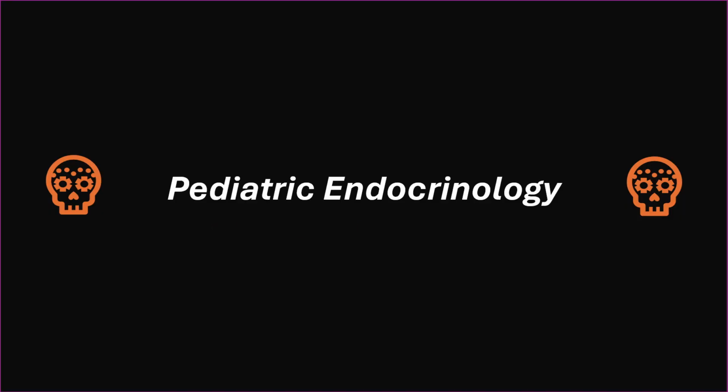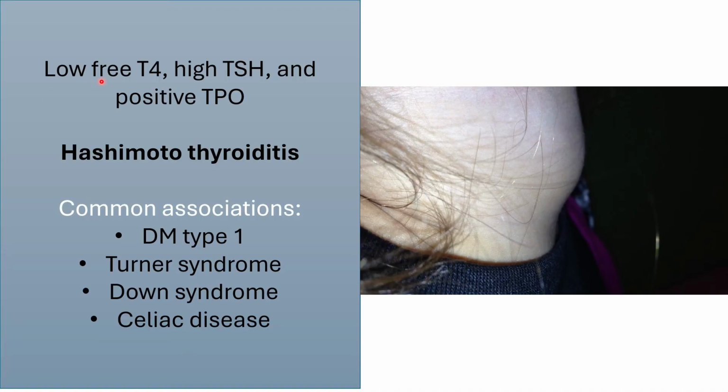Pediatric endocrinology. Low free T4, high TSH, and positive thyroid peroxidase antibodies is Hashimoto thyroiditis. We know the common associations: type 1 diabetes mellitus, Turner syndrome, Down syndrome, and celiac disease.